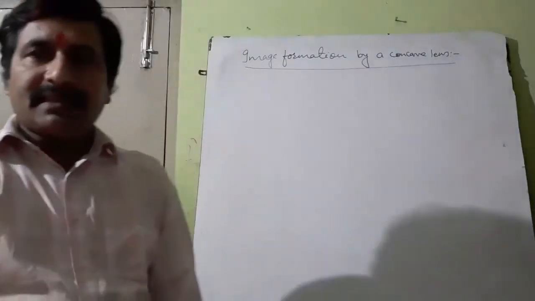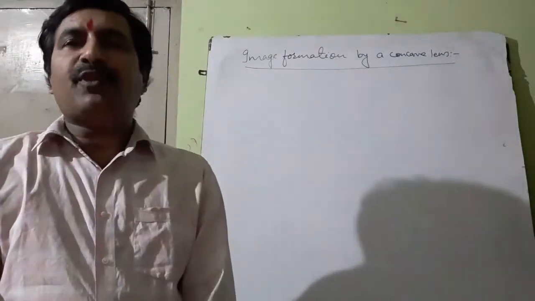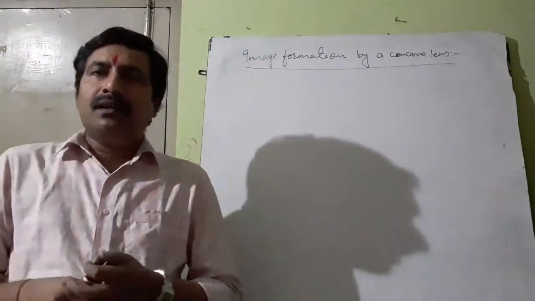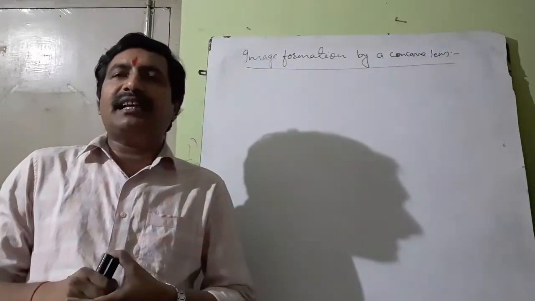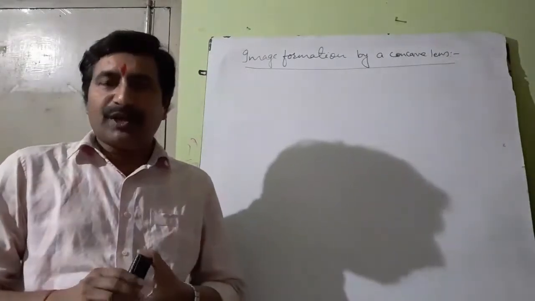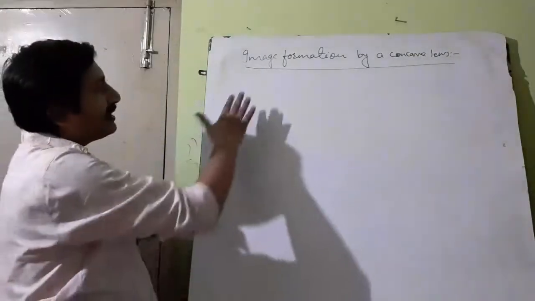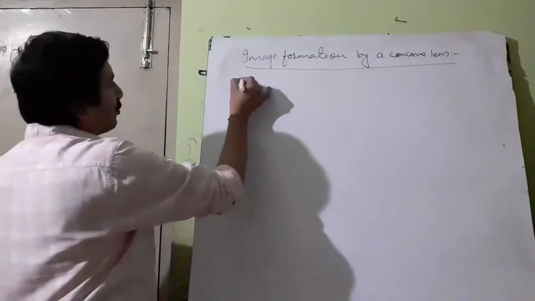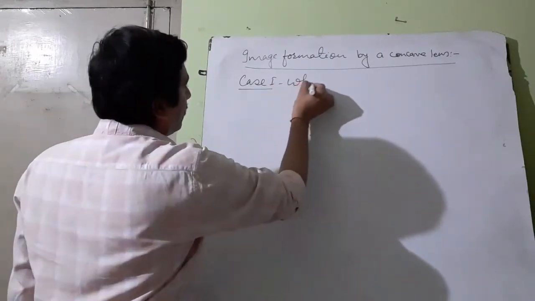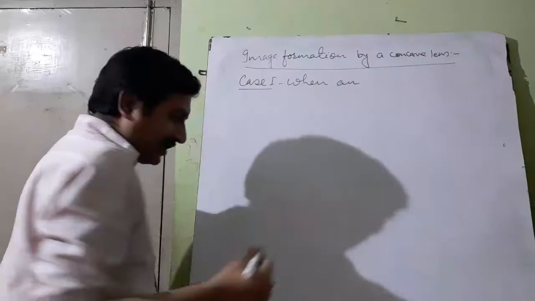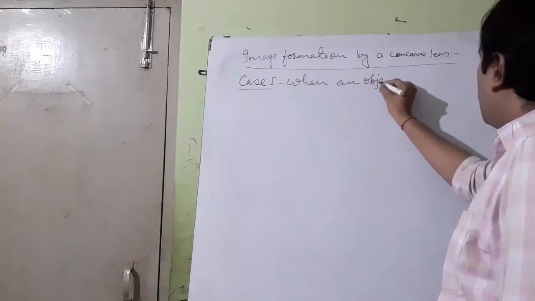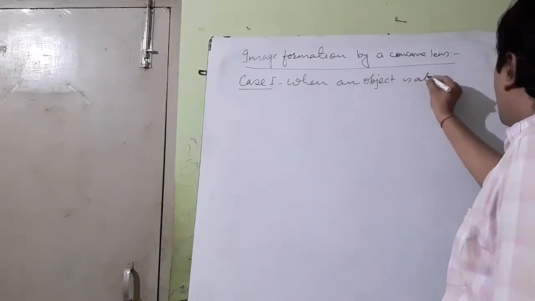Now let us discuss the image formation by a concave lens. There can be different positions of the object for which images will be obtained at different positions through a lens, as you learned in case of the mirror. Okay, so here I am discussing the image formation by a concave lens, and case 1, when an object is at infinity.